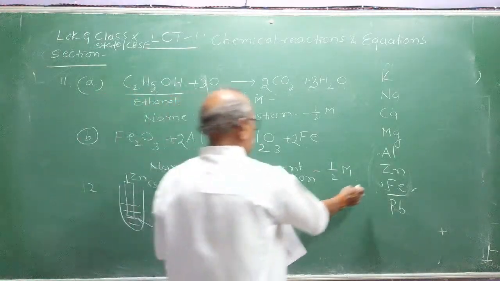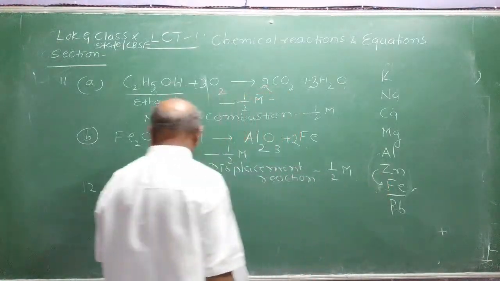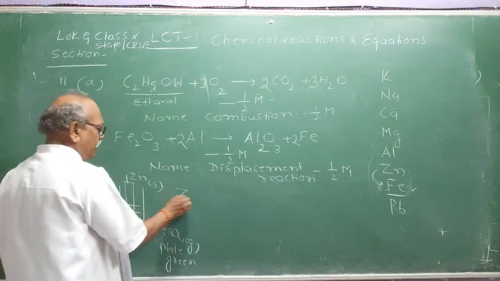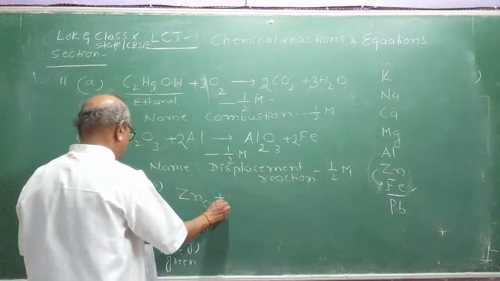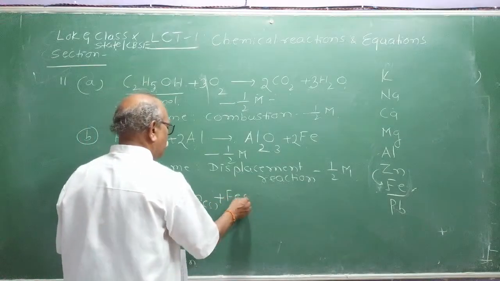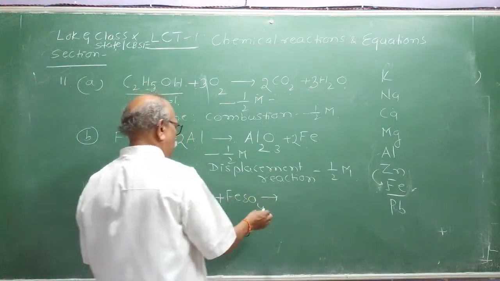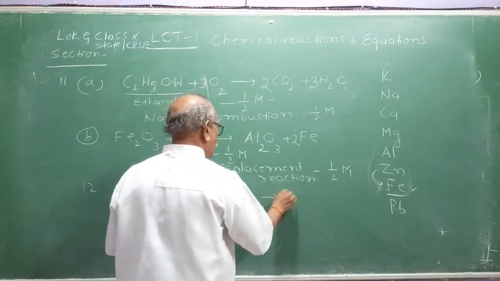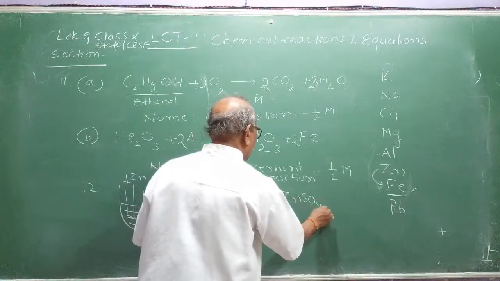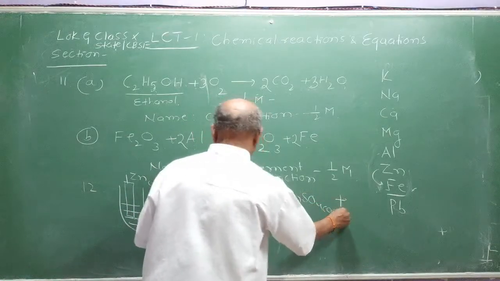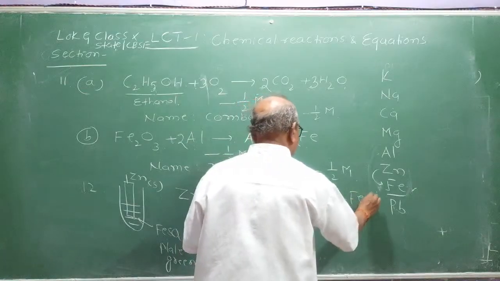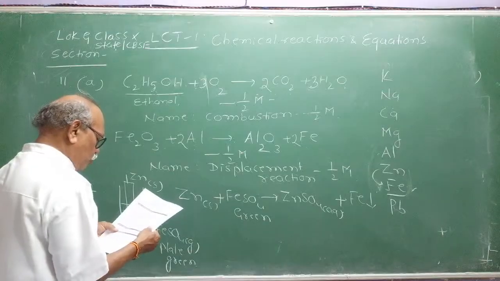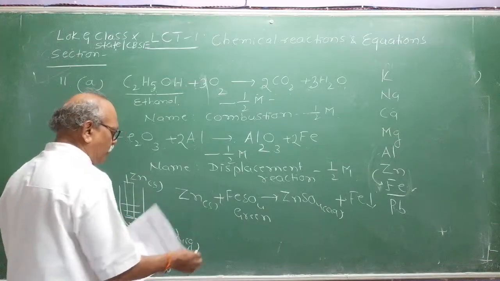See, iron is below zinc. Therefore, do you think zinc displaces iron from ferrous sulfate? Yes. Therefore, the reaction will be Zn plus FeSO4. Two observations you have to write here. This is green in color. You get ZnSO4 aqueous, which is colorless, and Fe is precipitated. Clear? Write two observations. For this, you will get 1 mark.